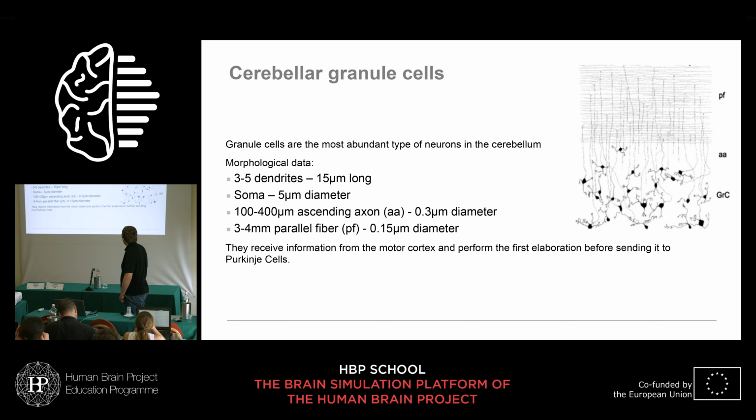The importance of this cell is that it receives the information from outside the cerebellum, starts the processing, the elaboration part, and then sends the information to the Purkinje cell. So they are interconnected. One granule cell can contact thousands of Purkinje cells.